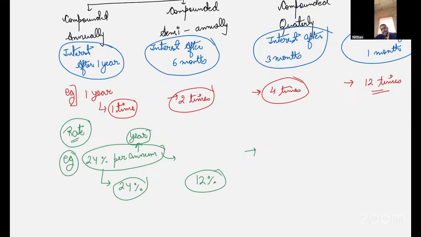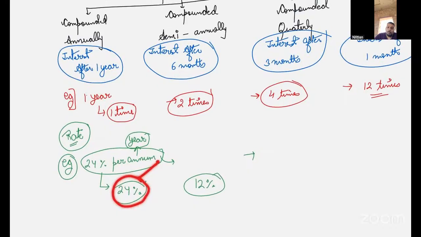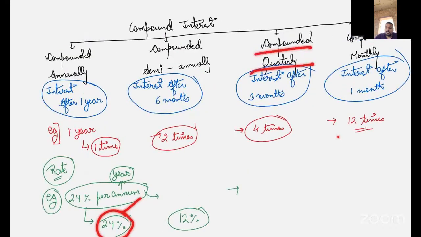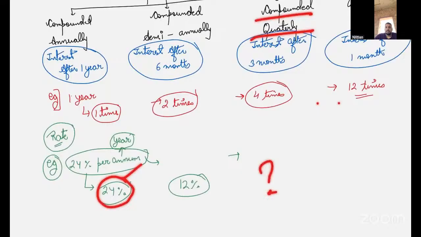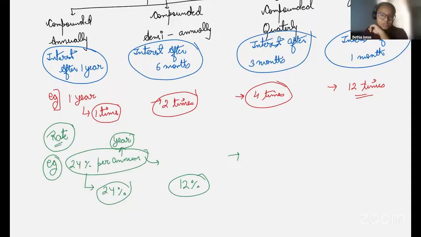Yes, Bethia. Tell me. Like this rate, which is 24% per annum, for solving the question for compounded quarterly, in that case, what rate will this be? How much rate is it? 12 divided by 4, 3.